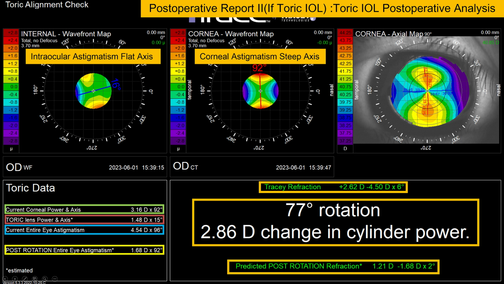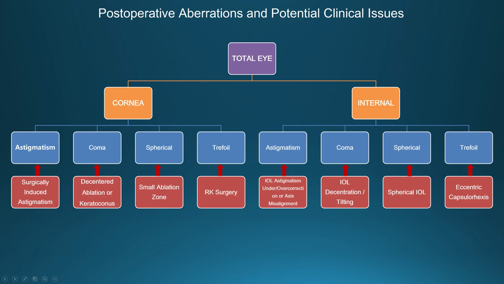How to adjust: follow the large text prompts at the bottom right. Rotation angle for adjustment and improvement in cylinder power. Top section, current refraction values. Bottom section, estimated refraction values after adjustment. Summary: postoperative aberrations and corresponding clinical issues. Use the reference flowchart. When specific aberrations appear in the iTrace report, you can easily determine the corresponding clinical problems.